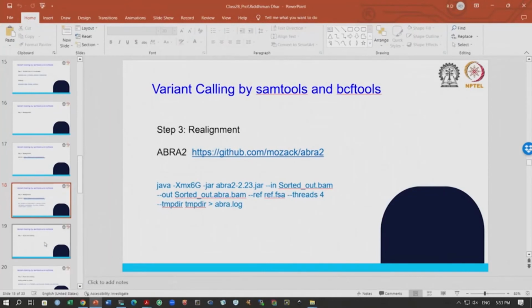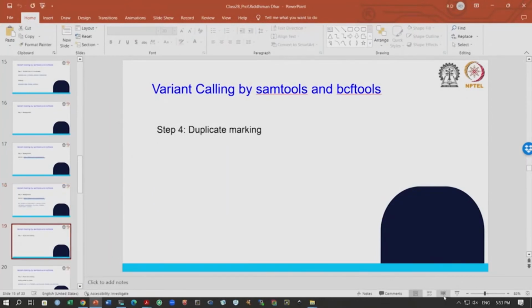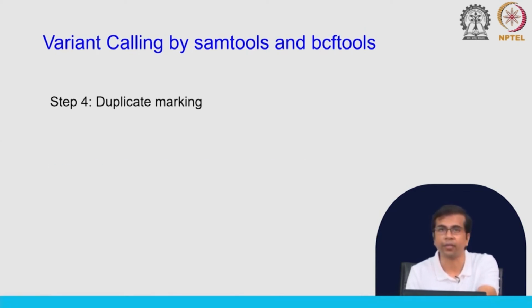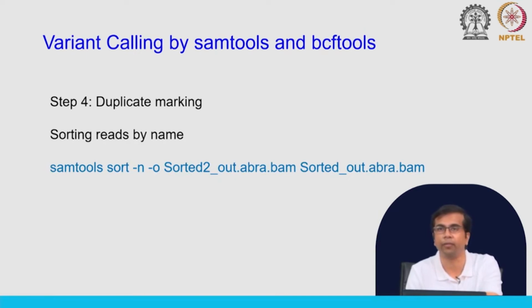So while it's running, let's talk about the duplicate marking part. It's running in the background. In duplicate marking, we have to first sort reads by name. When you mark duplicates, the program will look for paired-end reads and their locations, and then compare against other paired-end reads. So that's why you need to first do this sorting by read name.